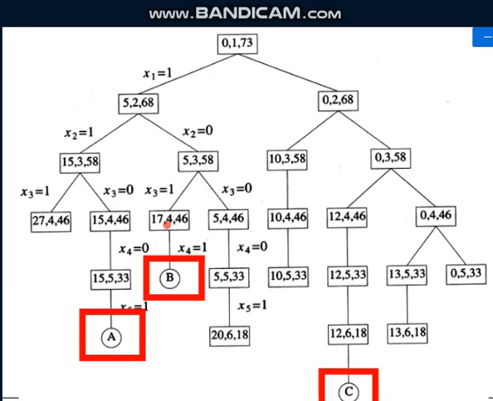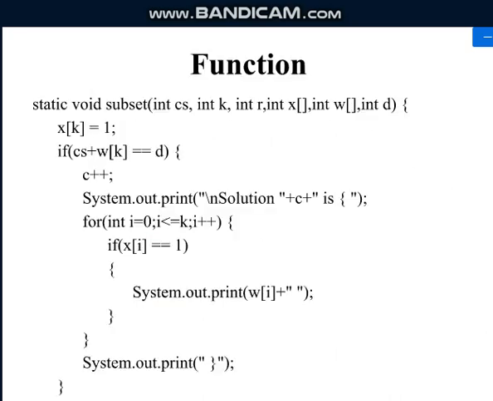For sum of subset. See, when you talk about backtracking, the first thing when you are writing the code, you go for a recursive algorithm, isn't it? The recursive algorithm. So backtracking, recursion. So when you talk about recursion, how to write the code for this.